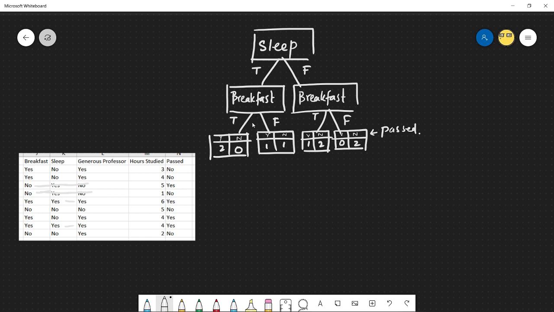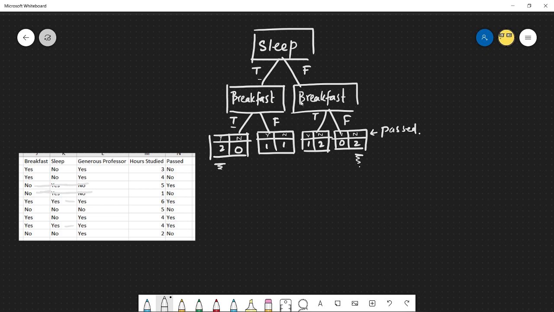Two cool things to note here: based on this data set, if a student slept and they had breakfast, then they're always going to pass a test. It doesn't really matter if the professor was generous or not. And if a student failed to sleep and they did not have any breakfast, they're always going to fail the exam. It doesn't impact how many hours of study they had or what kind of professor they had. So we were able to predict precisely if a student was going to pass or fail based on some values of sleep and breakfast.